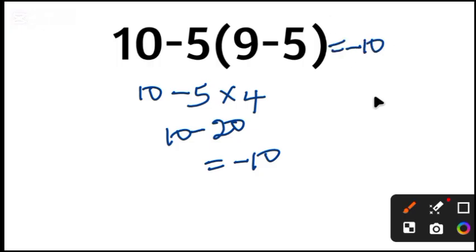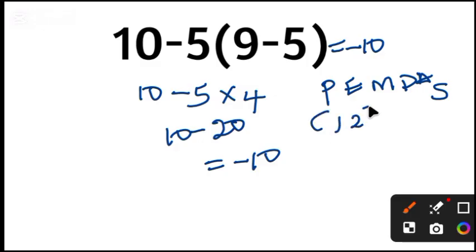Now, how do we know this answer is correct? According to order of operation, which is PEMDAS, this P stands for parenthesis, E stands for exponent, M and D stand for multiplication and division, A and S stand for addition and subtraction. So for this, you evaluate from left to right. For this, you evaluate from left to right.